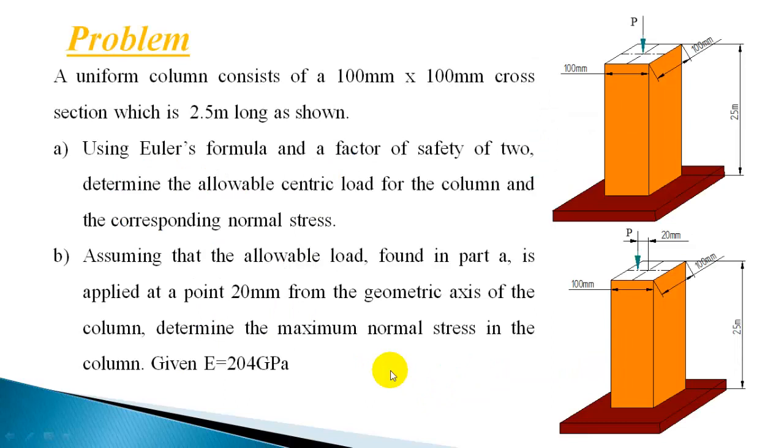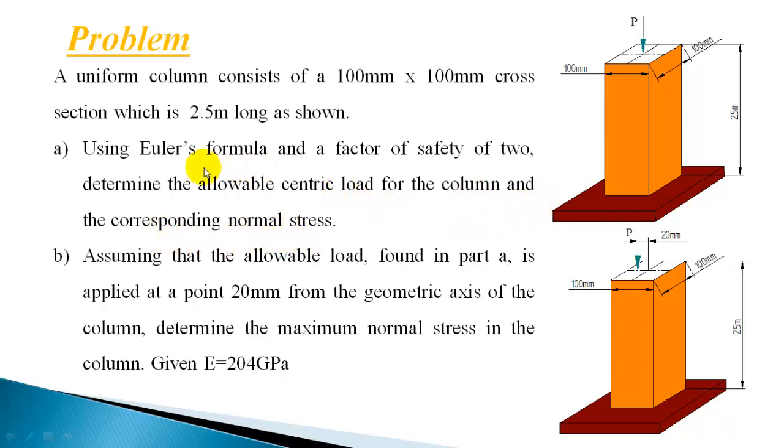Now let us work out a numerical example. A uniform column consists of a 100 mm by 100 mm cross section, which is 2.5 meter long as shown. So it is a column with 100 mm by 100 mm cross section and 2.5 meter long, and is fixed at one end and free at the other end. Using Euler's formula and a factor of safety of 2, determine the allowable centric load for the column and the corresponding normal stress.